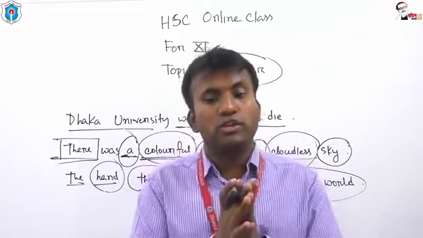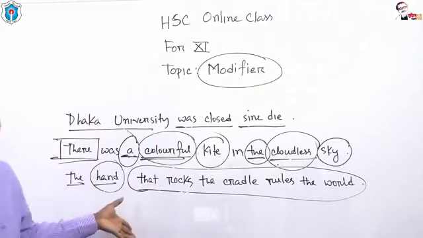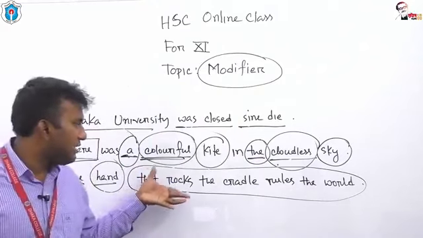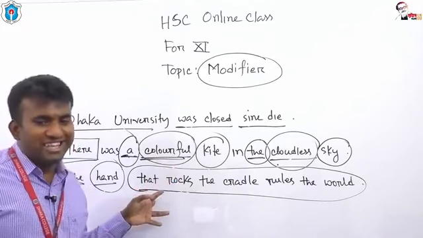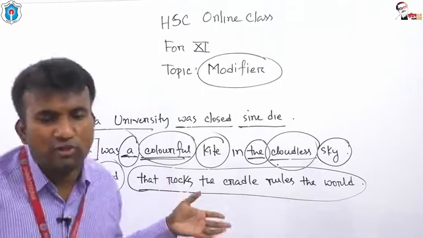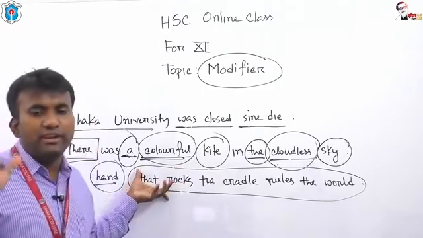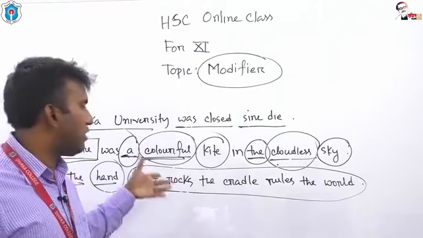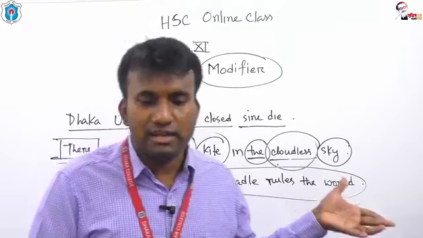Now I am going to give you a definition. But before giving you a definition, look at the last sentence. I have told you that rocks the cradle, rules the world. This is an adjective clause, and you can say this is also a relative clause, because here there is a relative pronoun. If you get any relative pronoun at the beginning of a subordinate clause, this subordinate clause is called a relative clause.